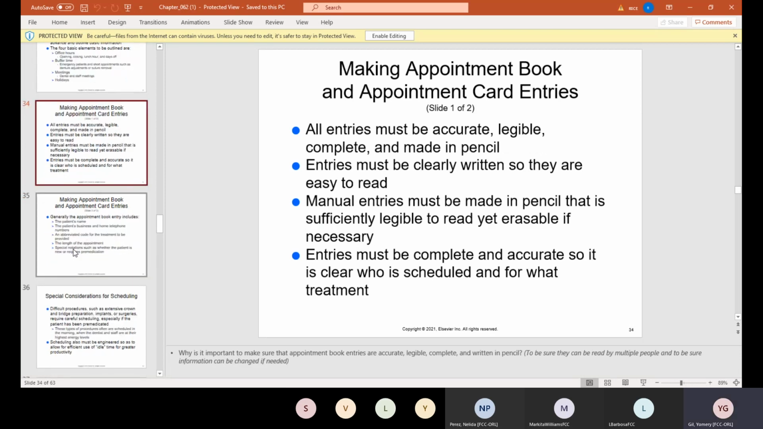Making appointment book and appointment card entries. All entries must be accurate, legible, complete, and made in pencil. And this is only if you're talking about an actual appointment book. Entries must be clear, written so they are easy to read, no chicken scratch. Manual entries must be made in pencil that is sufficiently legible to read, yet erasable if necessary.